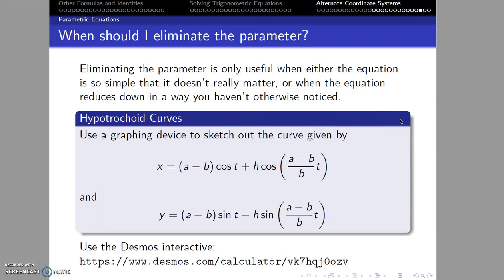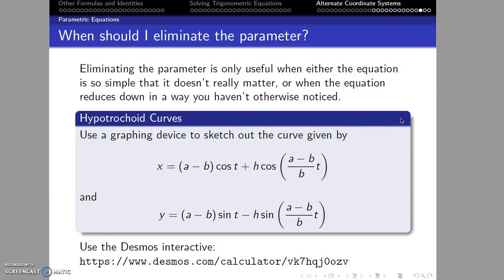Now, I want to go ahead and say this, because we've seen it in class a little bit, we've talked about it, we've asked some questions about this. When should I or shouldn't I eliminate the parameter? And I'll go ahead and give you the most realistic advice I can, and that is, well, if it's a simple enough equation that you can eliminate the parameter, chances are good that it doesn't really matter. You could probably see it through to the end without having done so. Conversely, if it's such a complicated curve that you have to eliminate the parameter, well, chances are good that you couldn't even if you wanted to.